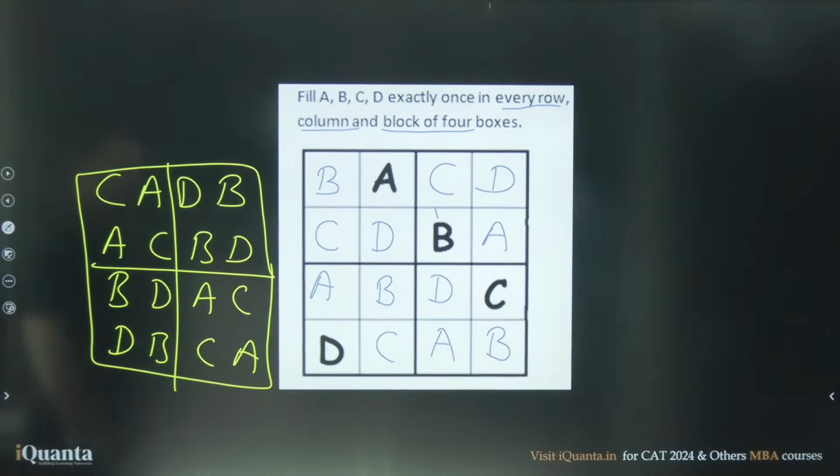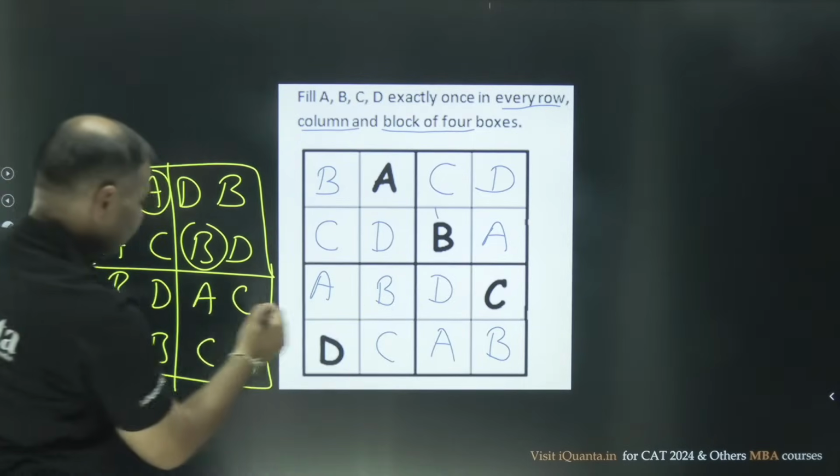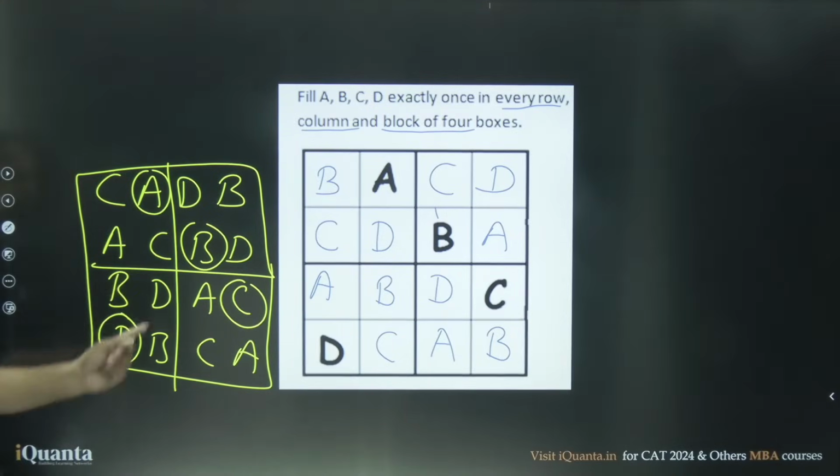Okay, so the original given numbers were A, that's correct, B, that's fine, C, that's okay, and D, that's also fine. Now, bhai sahab, what kind of talk is this? In this block, can't you see two B's together? How can it be correct?